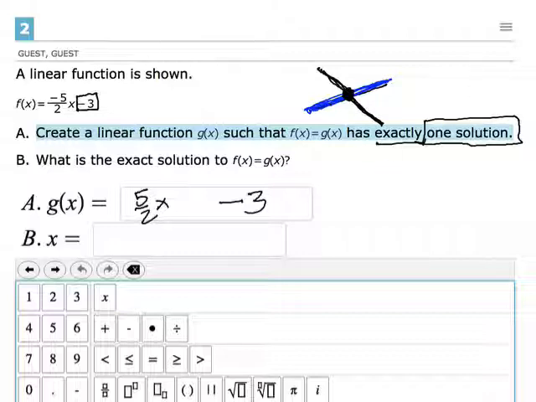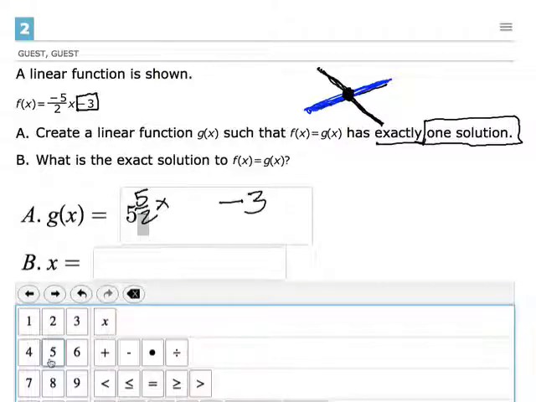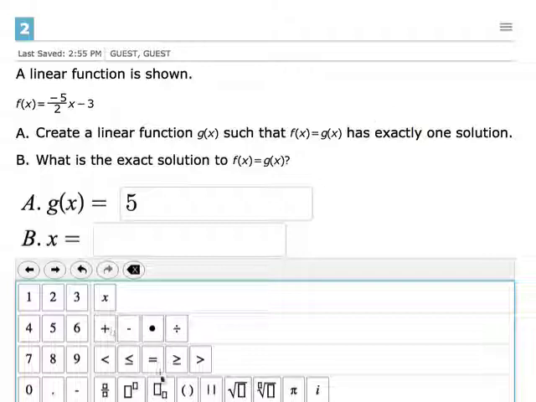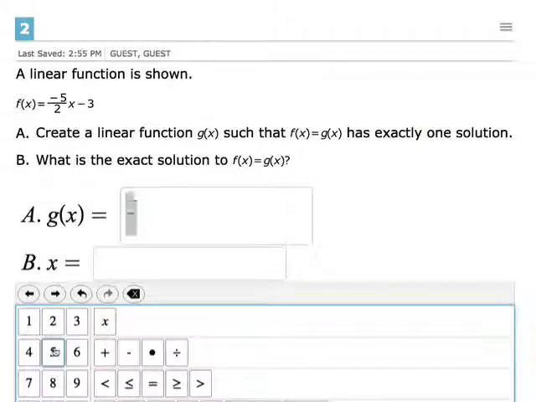So let's go ahead and type in what we know. Okay, we want this to be 5 over, let's clear the text here so it's a little easier. We have a fraction, so we're going to push the fraction. 5, click here, over 2, x, and then we said minus 3. It had to be the same y-intercept as right here. So minus 3. So here's our equation that will cross this one in only one location.